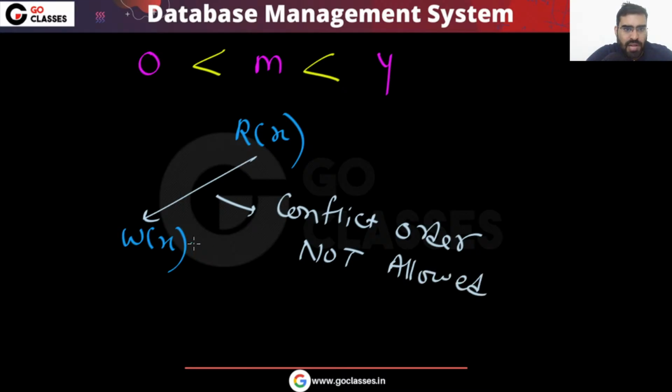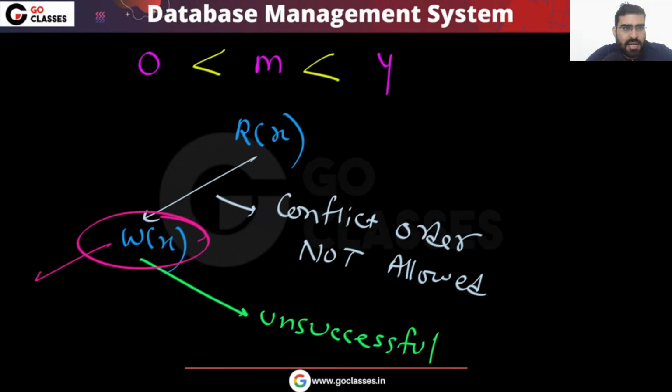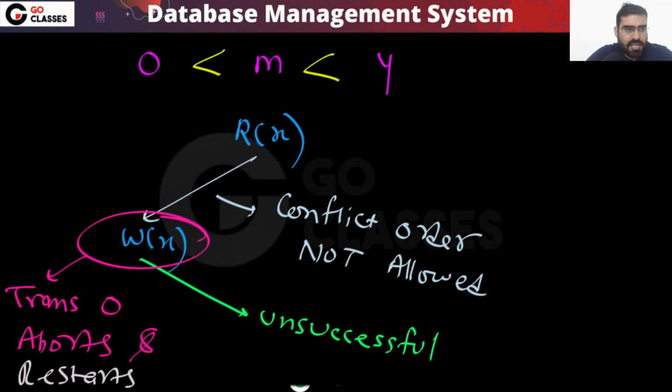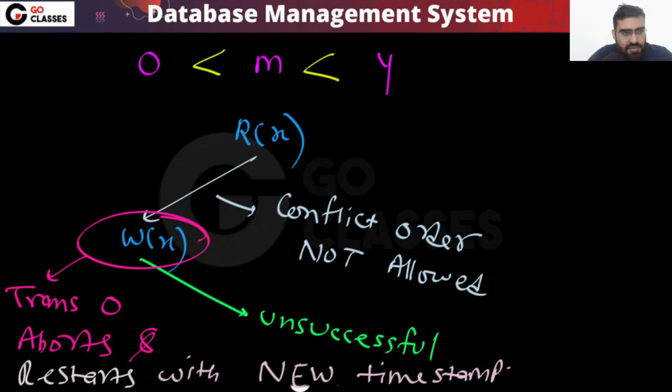So at this point of time, what will happen? This will become unsuccessful. First of all, this operation will not happen. Remember, this operation will not happen. And at this point of time, this transaction O aborts and restarts with a new timestamp. Why? We will see after some time. Don't worry. What is the reason? We will see after some time.